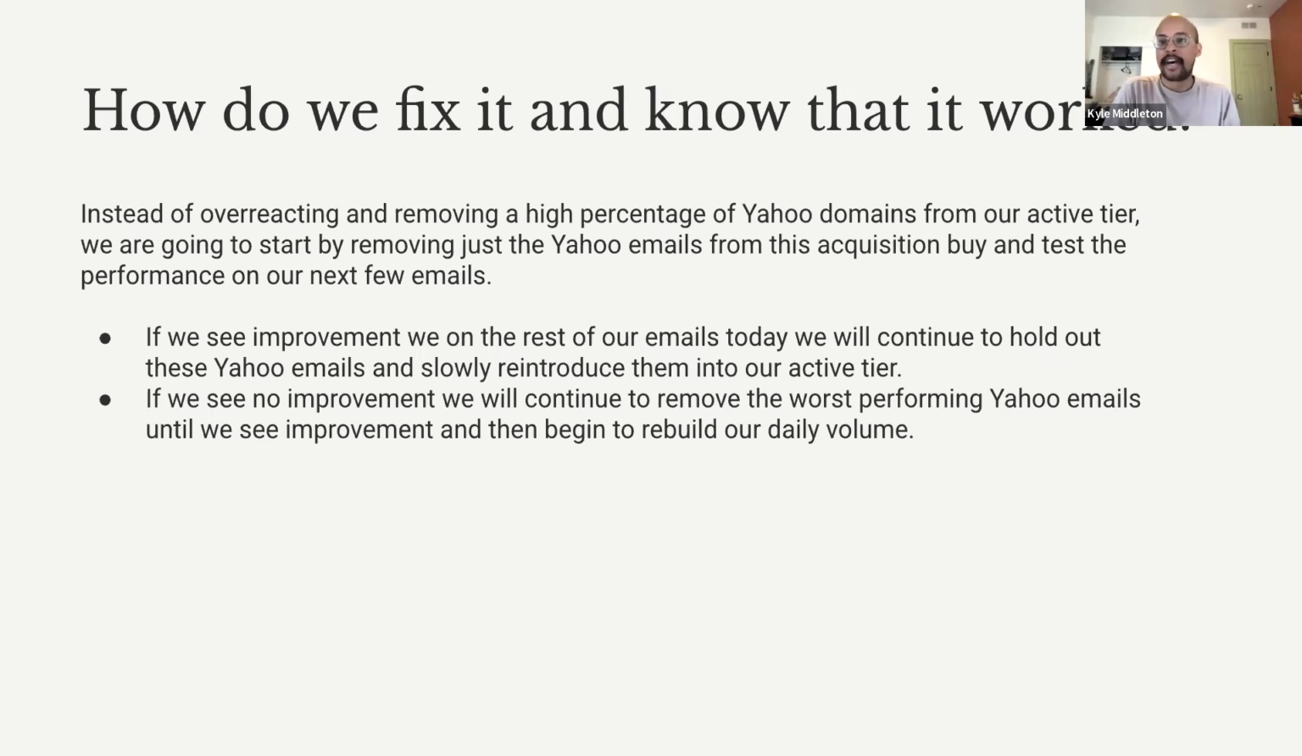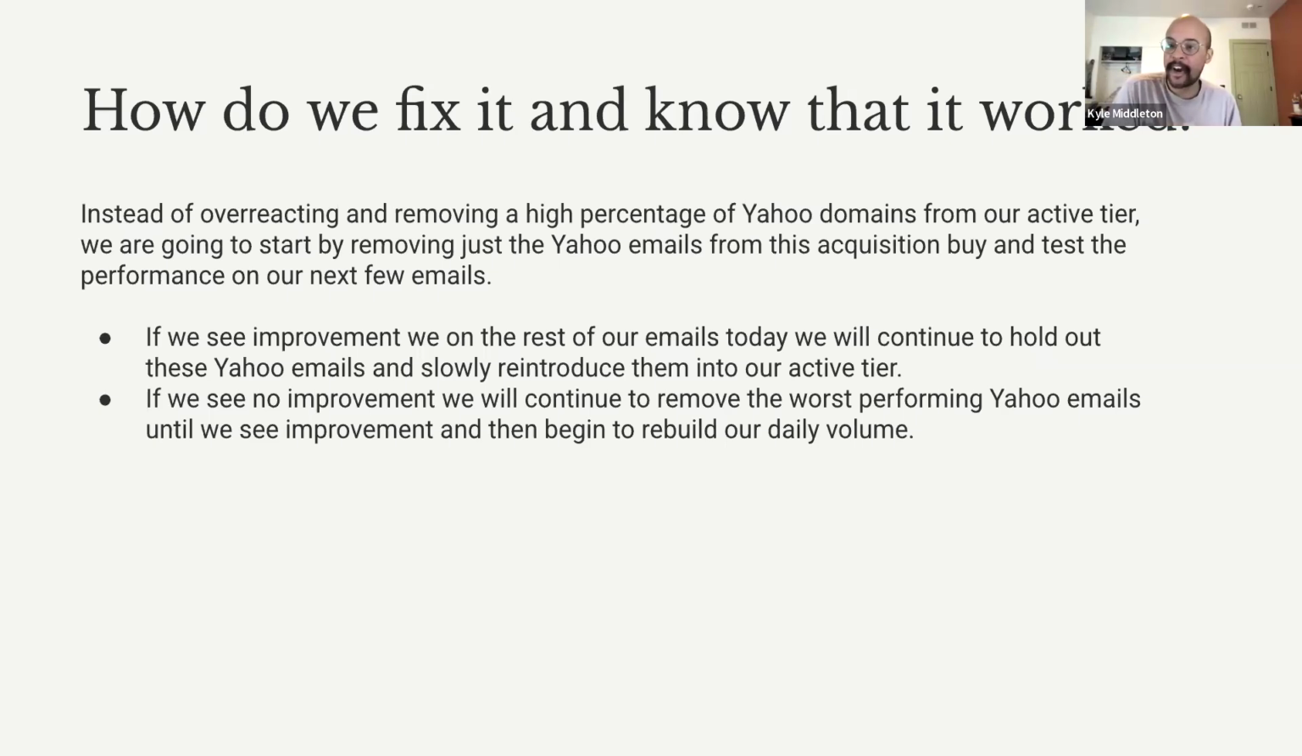So in this instance, since we know where the problem began, what we're going to try to do here is remove the problem emails from the acquisition buy and remove them from our active list and see if that improves our open rates with Yahoo. So we're just going to remove the Yahoo emails from the buy in question and continue sending emails. We're going to watch the open rates on our next email, pull out open rates by domain and look at Yahoo. If we see that the Yahoo domain improves on the next send, we'll continue and watch closely.